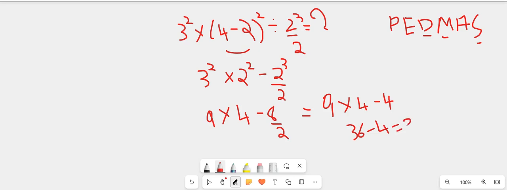So in this way, we need to solve such questions. It is very much simple. Just follow this order and solve any interesting questions in this pattern.